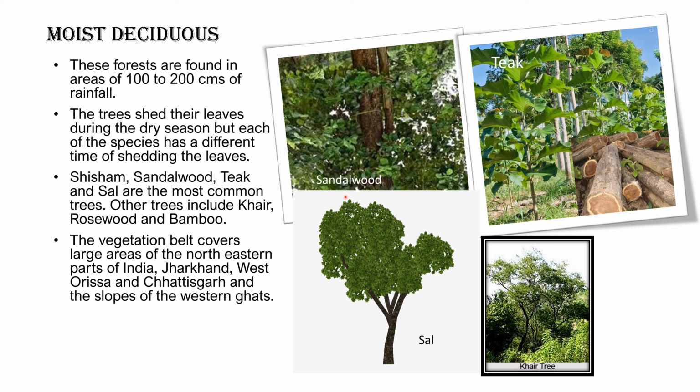Here we can see the moist deciduous trees, which include sandalwood used for toiletries and perfumes, then teak, which is a very important tree found in the deciduous areas and is mainly used for making furniture, good quality doors and window panels. The sal is equally important for construction purposes.